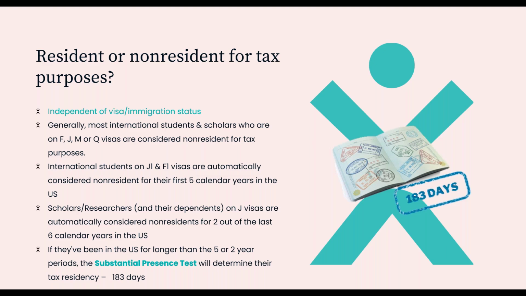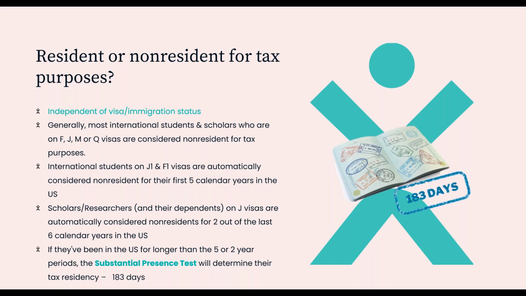So if, for example, Neil entered the US on December 30th, but his semester at his university didn't start until February, the IRS will actually count that previous year where he arrived in December as his first calendar year of presence in the US, even though he's only spent 2 days in the US that year. So just to be aware of that.